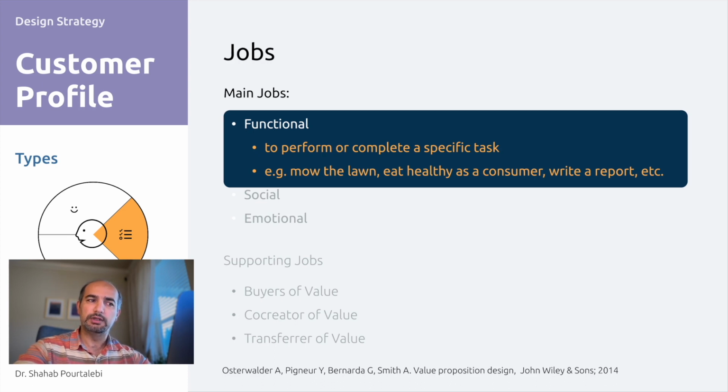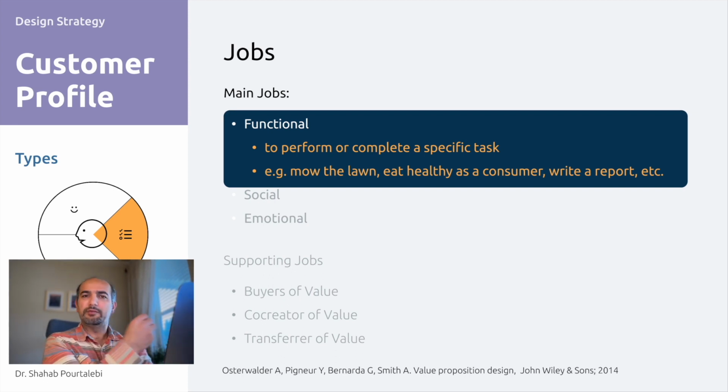Functional jobs are those values, those things to perform or complete a specific task. That's what our users want to do. The functional job is when a customer tries to perform or complete a specific task, like mowing the lawn, eating healthy, or writing a report. From the digital product design perspective, it could be something like submitting a report, confirming a purchase, or adding a shipment address, or many other functional jobs.